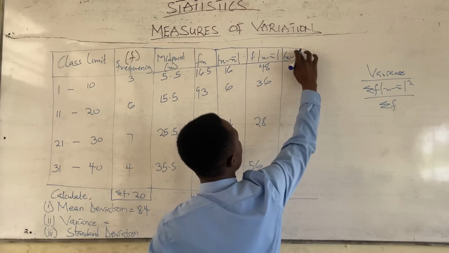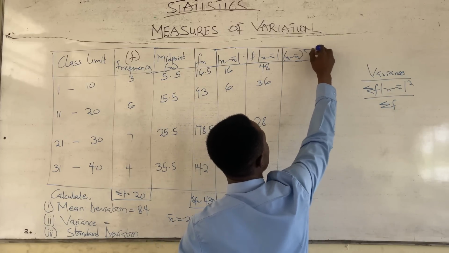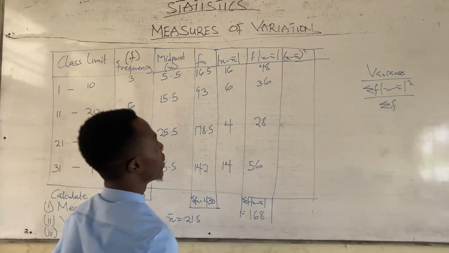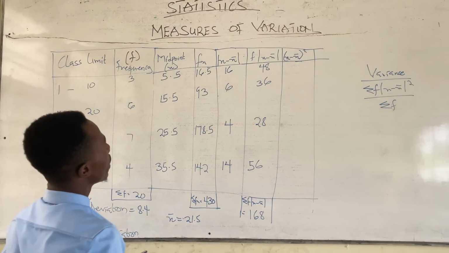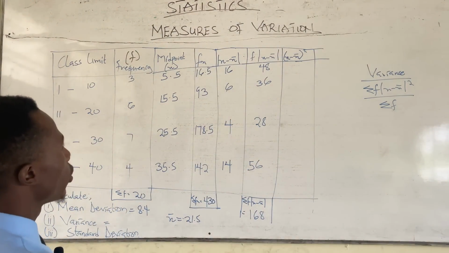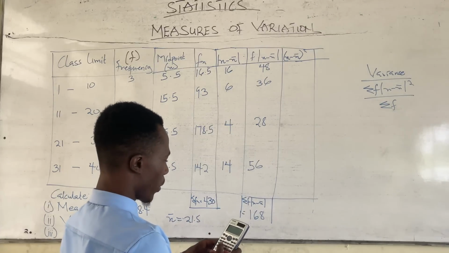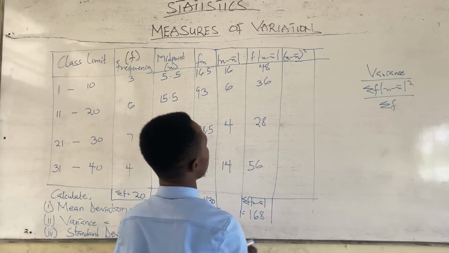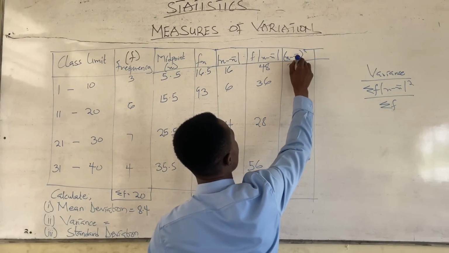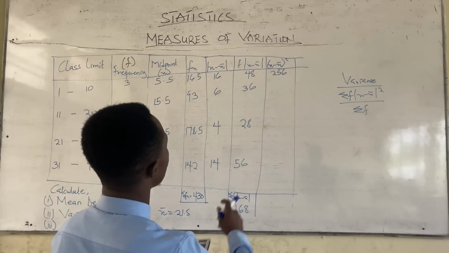Sorry. X minus x bar. Then you square it, right? So that is how it works. So we are going to square these numbers and put it there. Okay, so we have 16 squared, which is 256. Okay, so now we have 6 squared, right?